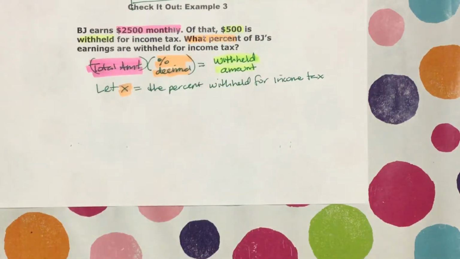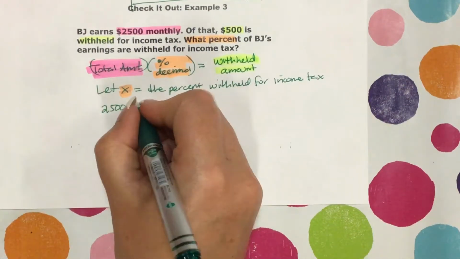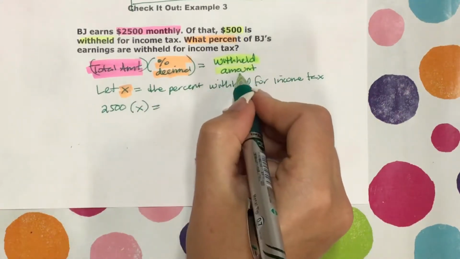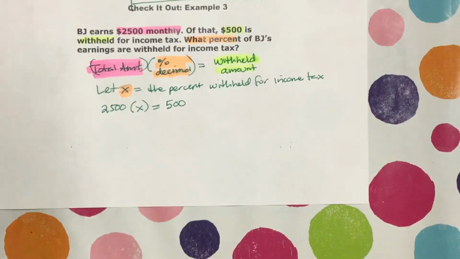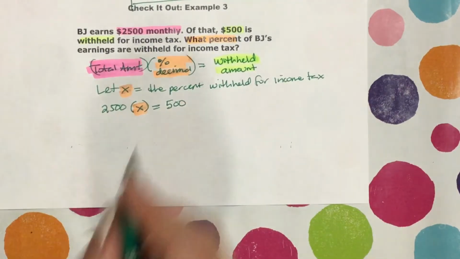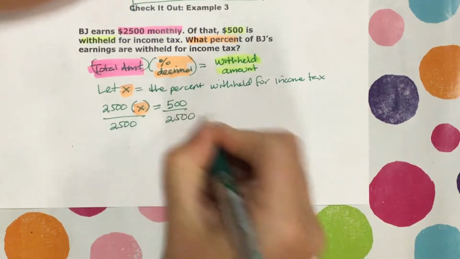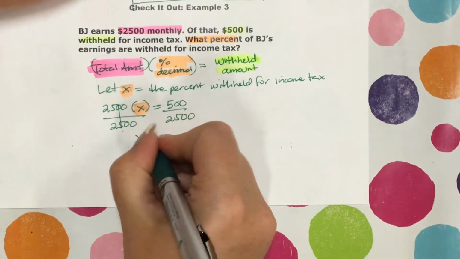Okay, so that is what X is right here. Now we're just going to substitute in the values. So the total amount is $2,500. 2,500 multiplied by X, or just 2,500X, equals the withheld amount, which is $500. I'm trying to determine what X is. I need to get X by itself. Right now, X is being multiplied by 2,500, so I need to do the inverse operation of multiplication, which would be division. We're going to divide both sides by 2,500. 2,500 divided by 2,500 is 1. 1 times X is X.